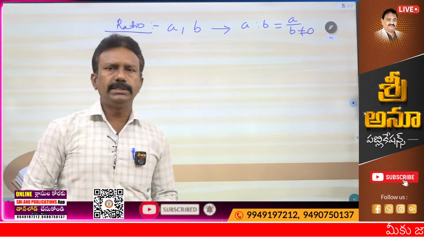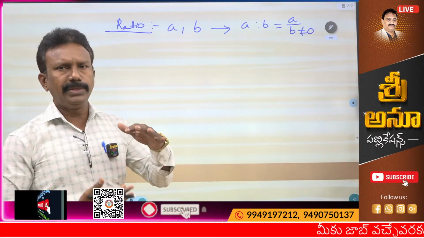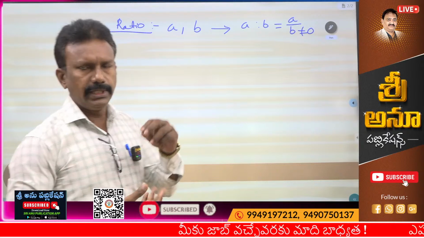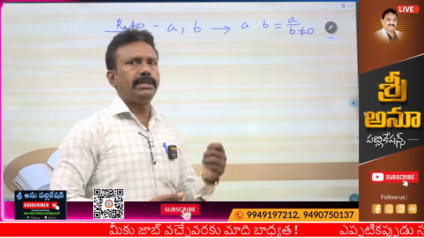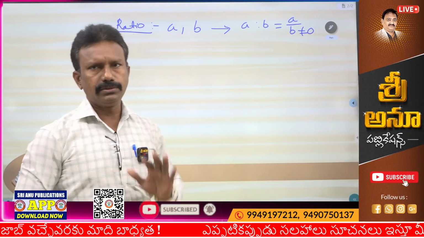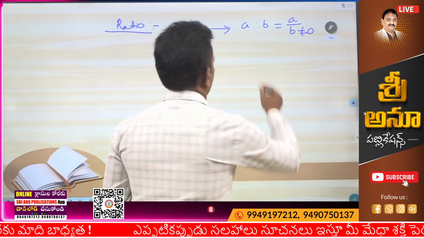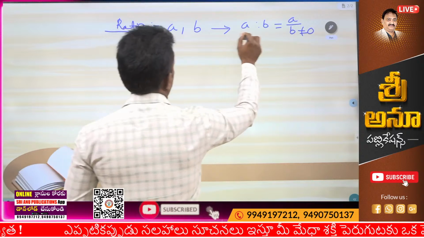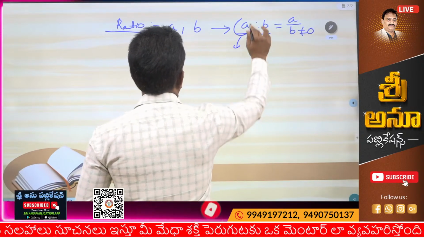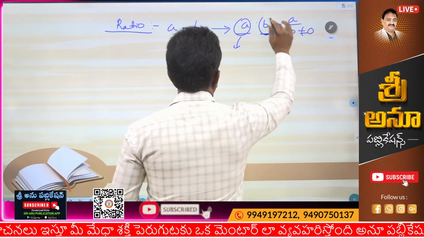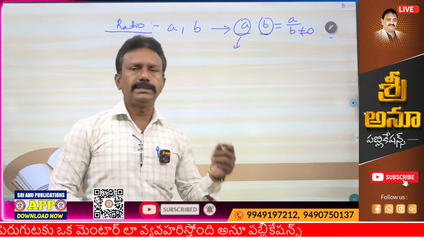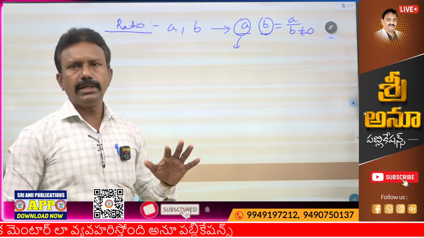What is the reason? The denominator value is always non-zero. In case of division, it is possible to divide only when the denominator is not zero. In the ratio A is to B, A is called the first term and B is called the second term. The first term is called the antecedent and the second term is called the consequent of the ratio.